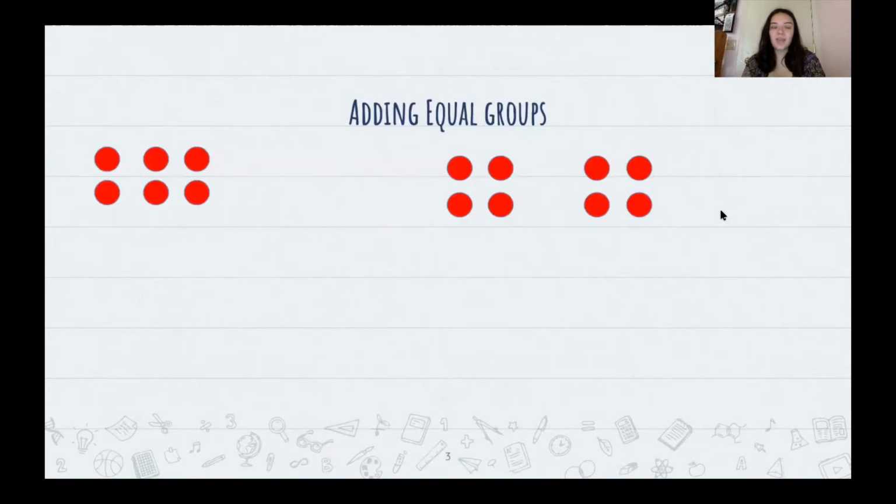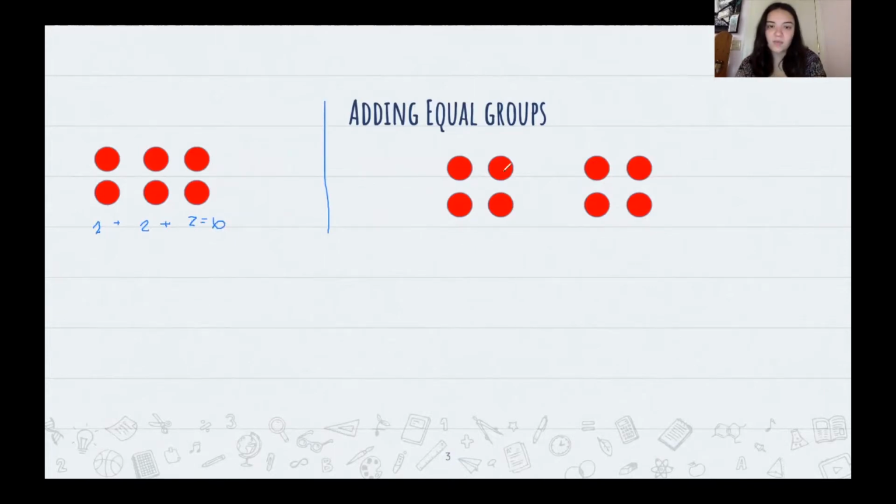So now we're going to practice adding equal groups. So we have two different problems here. I'm just going to draw a line so we know which ones are which. So we're going to look at this one. So we have 3 groups here, 1, 2, 3, and there are 2 in each. So I'm just going to write a quick repeated addition equation here. 2 plus 2 plus 2 equals 6. And we're able to add them because they are the same number of circles in each group.